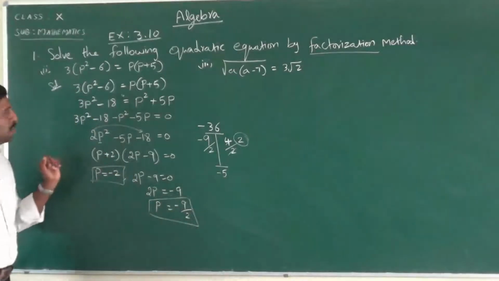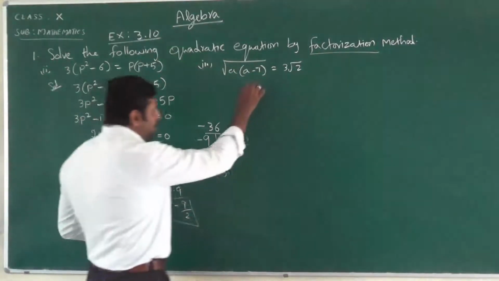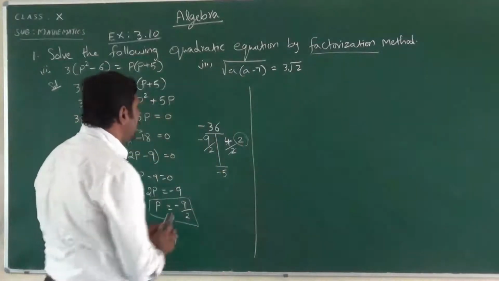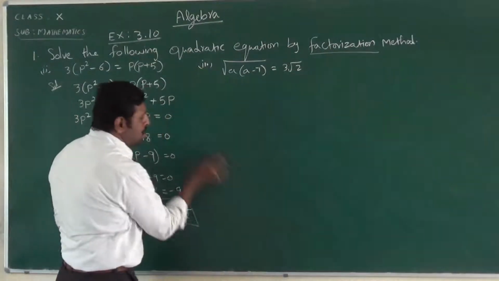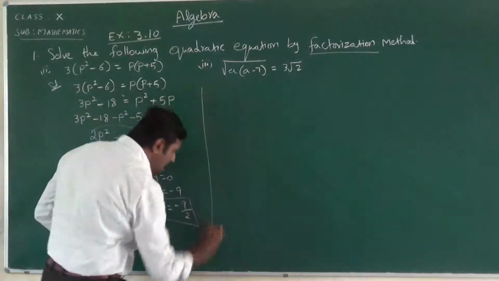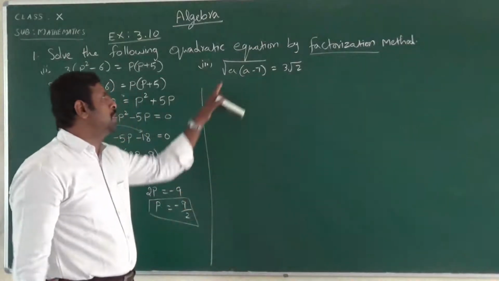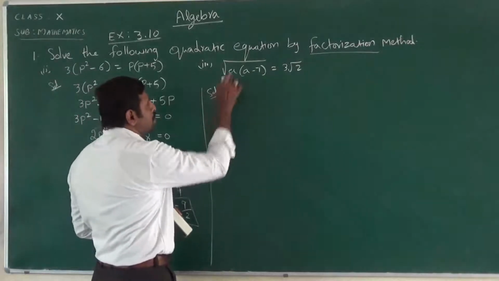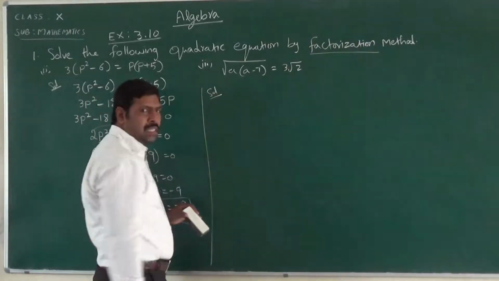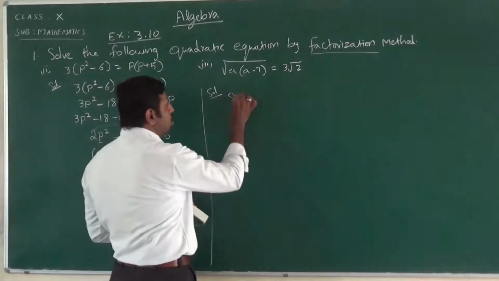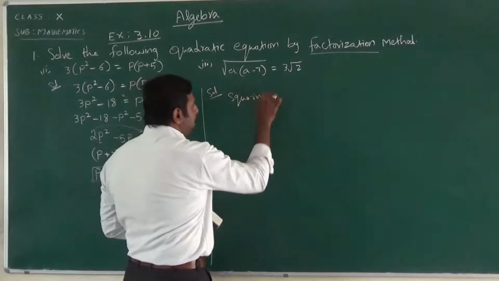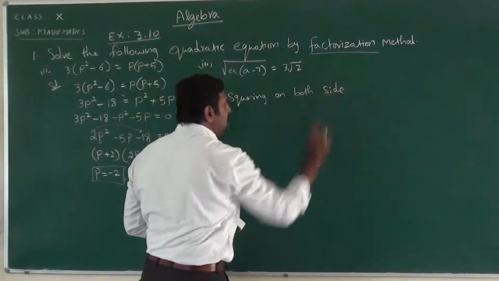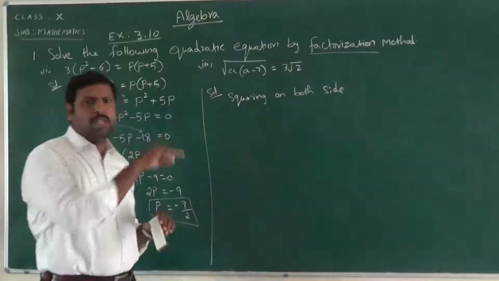These are the roots of p. Next, we take the Roman number 3. In Roman number 3, see, the given term is not in the standard form of a quadratic equation because here we have the root value, right? So solution, first we have to square the given term on both sides, squaring on both sides. Because we want to cancel the root, that's why we are squaring the term.